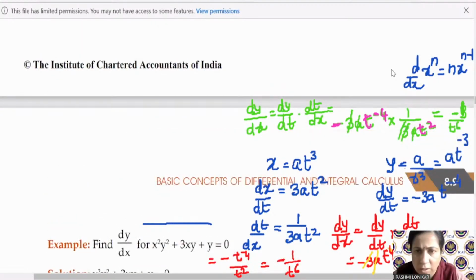The question is x is a t cube and y is a upon t cube.